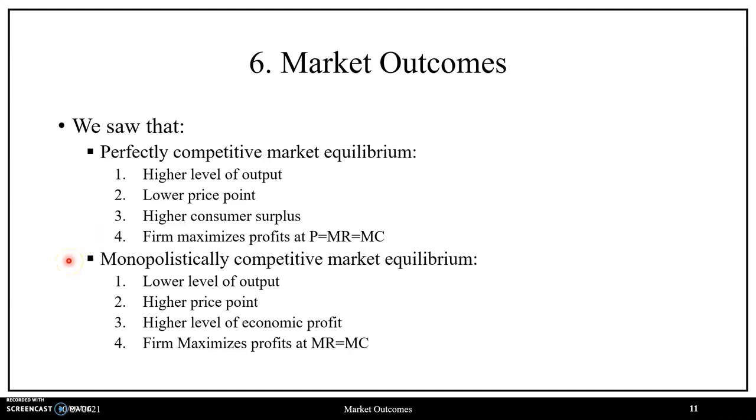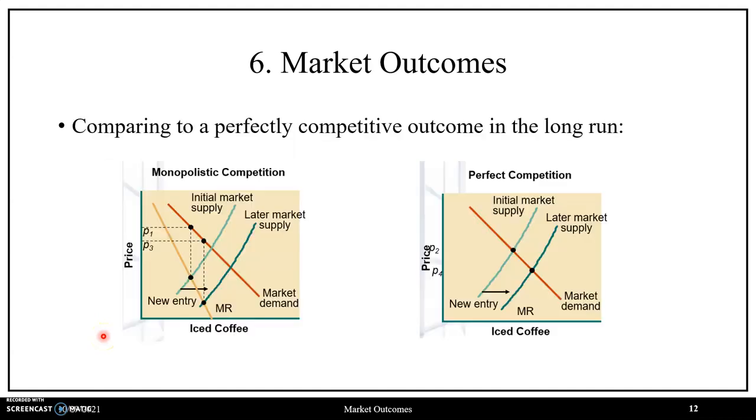Whereas for the monopolistically competitive market equilibrium, we saw that there was a lower amount of output in equilibrium with a higher price point in which higher levels of economic profits were possible, and firms maximized profits at the rate of marginal revenue is equal to marginal cost.